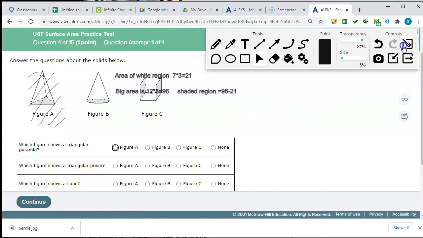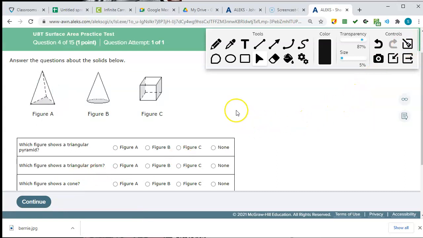All right. Let me erase that so we can look at this one. Answer the questions about the solids below. It helps if I put the words. Let's just read it. Which figure shows a triangular pyramid? Figure A. So it's got a triangle for a base and it's a pyramid. Perfect. Which figure shows a triangular prism? None of them. None of them have a triangle as a base and have rectangles for sides.